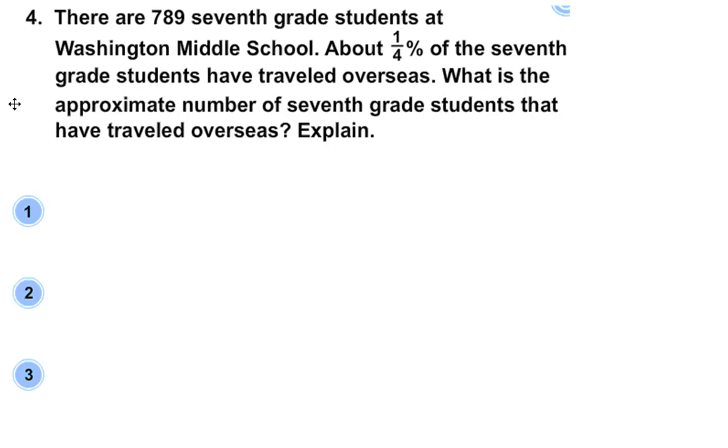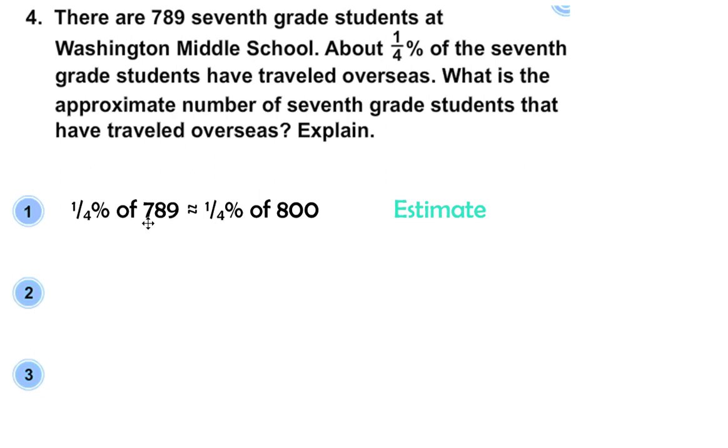Example 4. There are 789 7th grade students at the Washington Middle School. About 1/4% of the 7th grade students have traveled overseas. What is the approximate number of 7th grade students that have traveled overseas? And explain. All right, so here we have a percentage that's less than 100, so our decimal is going to be a little small. The first thing we're going to do is say 1/4% of 789.